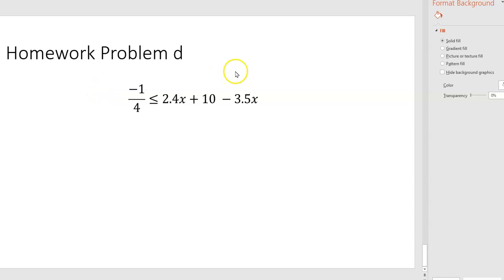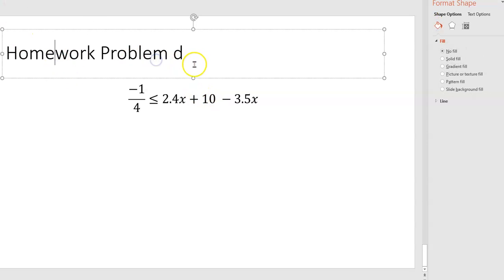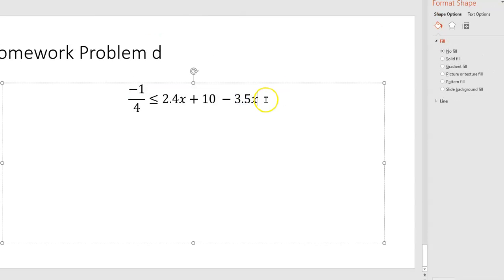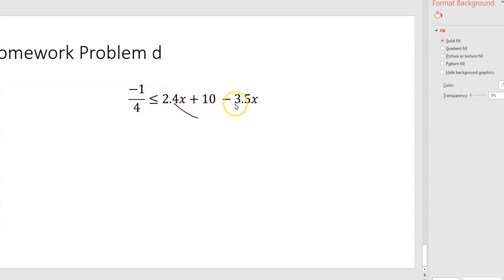Okay. Problem D. Oh, we've got the variables going on the right. We've got to combine some like terms here. And so let's get started by first, I'm going to combine like terms. So I want to put these two together. 2.4 minus the 3.5.